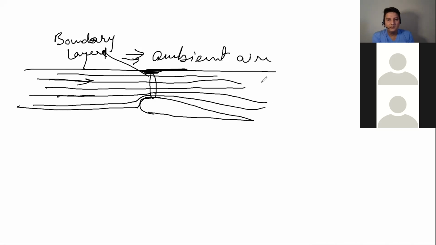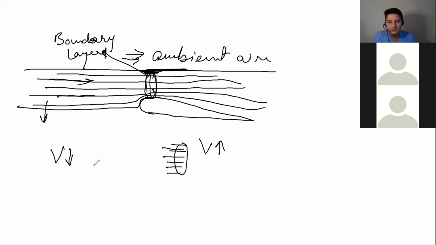Here you can see the distance between two lines is reducing. It's converging, the lines are converging in cross section. So when the lines are converging, velocity goes up. And here the lines are diverging, so velocity goes down. This cross-sectional area is bigger than this one. This is B. This is A. So A's cross-sectional area is big.